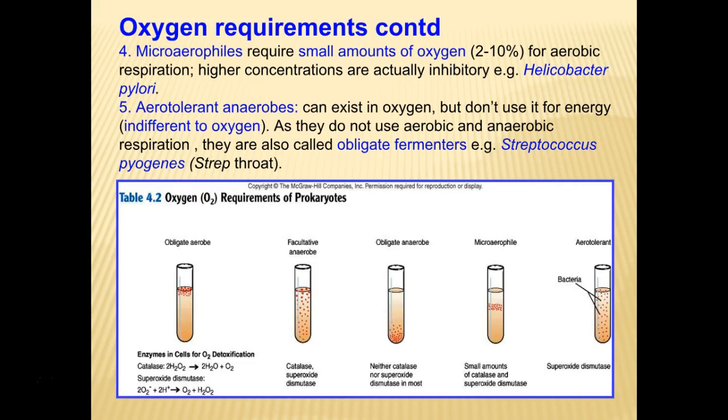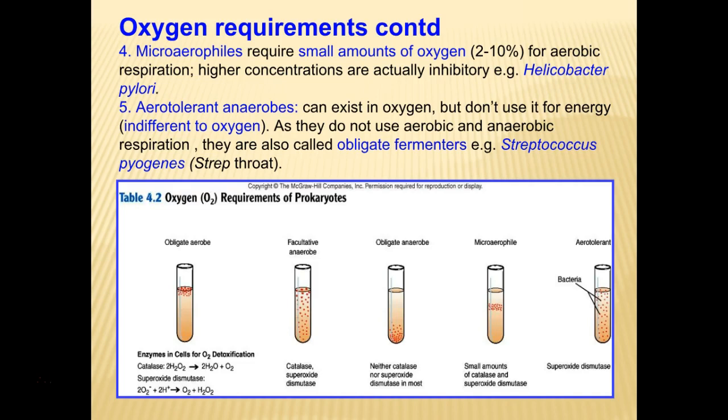Then there are the aerotolerant anaerobes. And these would be organisms that can exist in oxygen, but actually don't use it for energy. They're quite indifferent to oxygen as they don't use aerobic or anaerobic respiration. They're also called obligate fermenters. Streptococcus pyogenes, which causes strep throat, is a really good example of an aerotolerant anaerobe. Okay, it's anaerobic, but yet it's in the back of your throat. So it's being exposed to oxygen constantly, but it doesn't kill it.